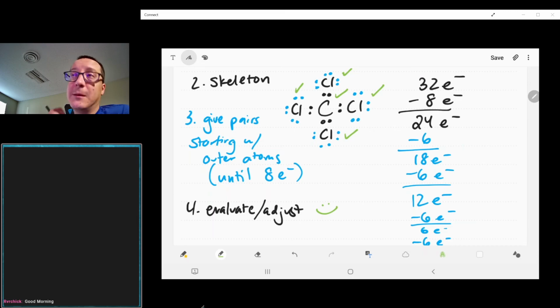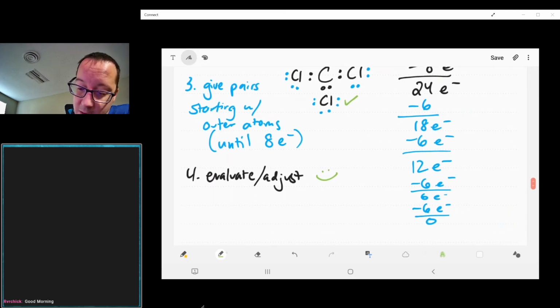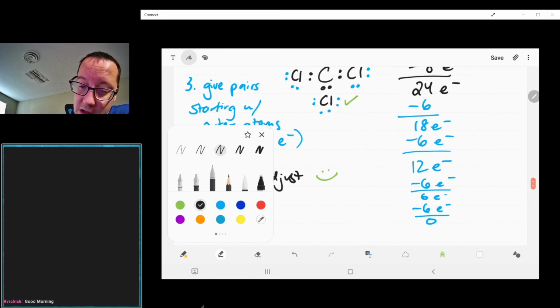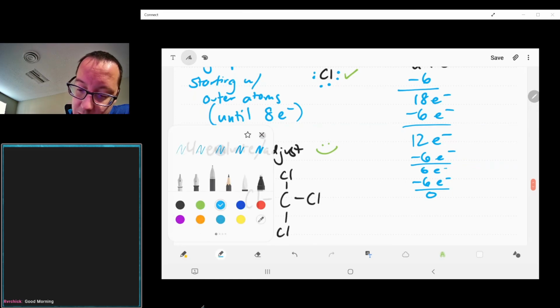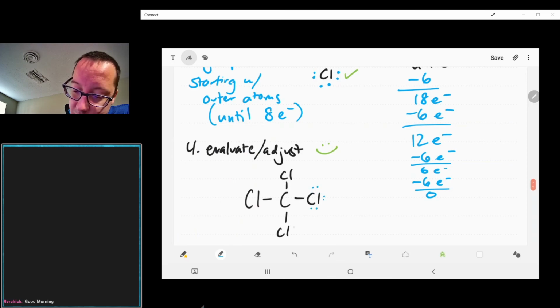But oftentimes we would like to just redraw this so it's a little bit neater. We would redraw it with the bonding electrons as lines. And we would keep our lone pairs on our outer atoms. So we still have to draw our lone pairs if we're going to redraw the structure. Again, we're going to see those lone pairs are going to be important later on.